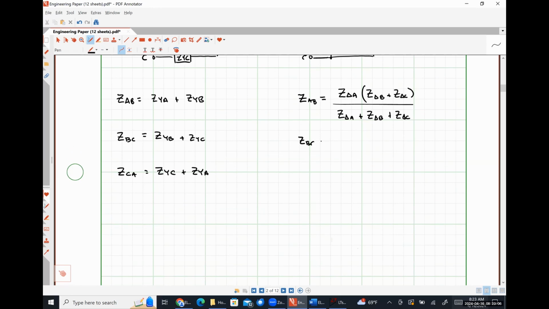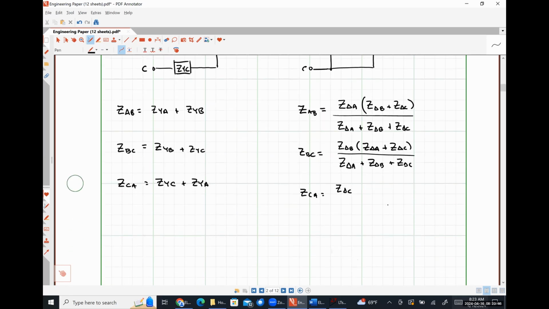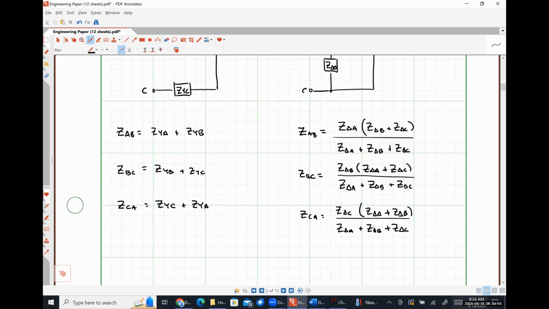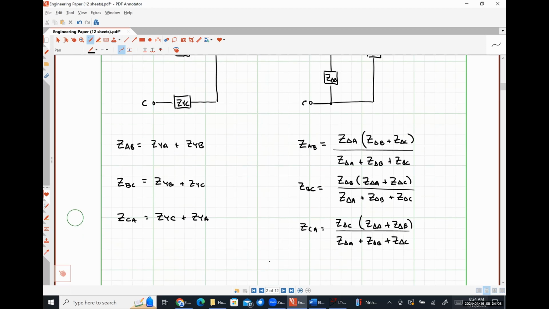And I can do a similar thing for the impedance that I see between B and C. So that's going to look like Z delta B times (Z delta A plus Z delta C) all over that exact same denominator, Z delta A plus Z delta B plus Z delta C. And lastly, ZCA is going to look like Z delta C times (Z delta A plus Z delta B) all over Z delta A plus Z delta B plus Z delta C.